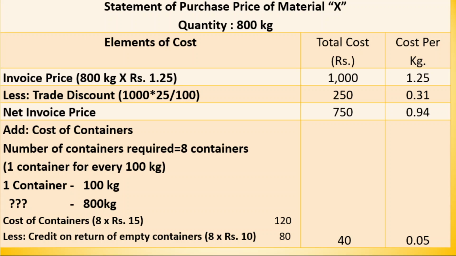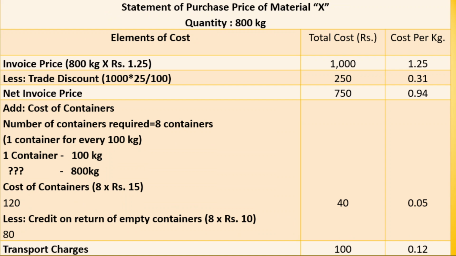8 into rupees 15, which is given. Total comes up to 120. But please keep in mind, the containers are returned, we will get a credit of rupees 10. So we have 8 containers into rupees 10. So return value would be 80. So from actual cost of containers 120, when you deduct 80, the actual cost of containers charged to material X would be rupees 40. Per kg, 40 by 800, you get 0.05.